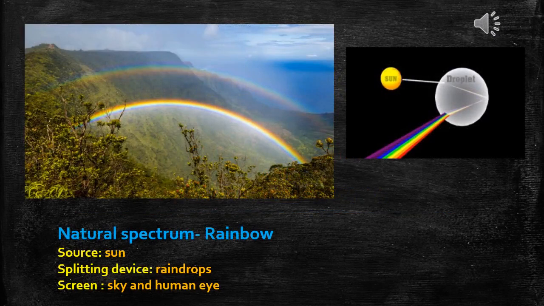You may have seen a rainbow in the sky. That rainbow is formed at the time of raining in the presence of the sun. It is also a kind of spectrum that is naturally occurring. Here the source is the sun. The light from the sun is incident on the raindrops. The raindrops act like a prism. The white light from the sun is split into 7 colors. Those 7 colors are formed in the sky in the form of an arc, and that beautiful rainbow can be seen in the sky at the time of raining.